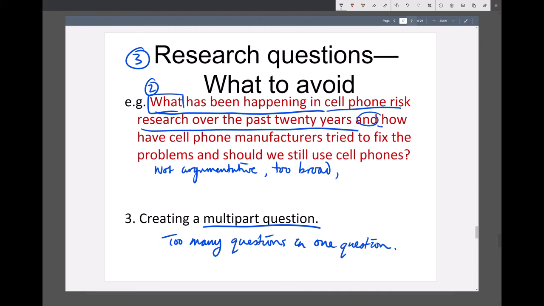And it's got more questions. And how have cell phone manufacturers tried to fix the problems? And should we still use cell phones? Too many questions.